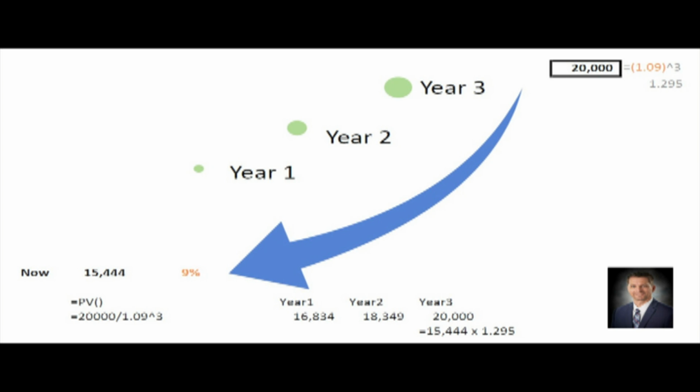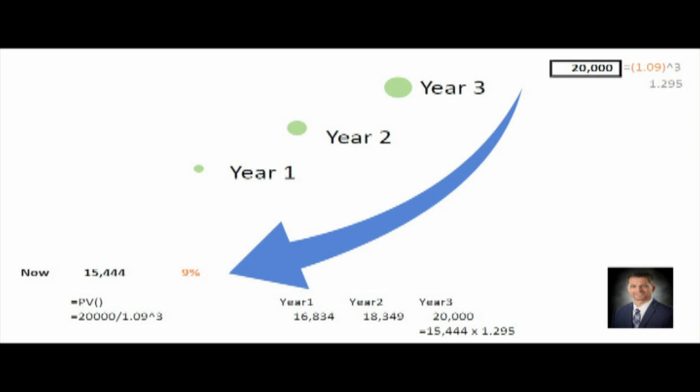Or we can simply take $15,444 and multiply it times our factor of 1.295. Again, that 1.295 is 1.09 raised to the third power.